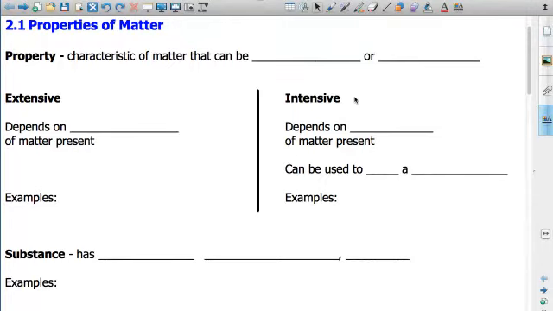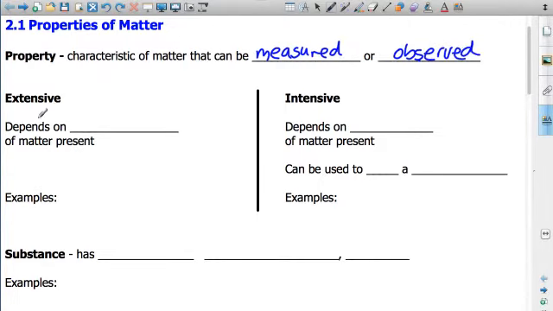Today we're going to talk about properties of matter and mixtures. So first up, properties of matter. What's a property? A property is a characteristic of matter that can be measured or observed.